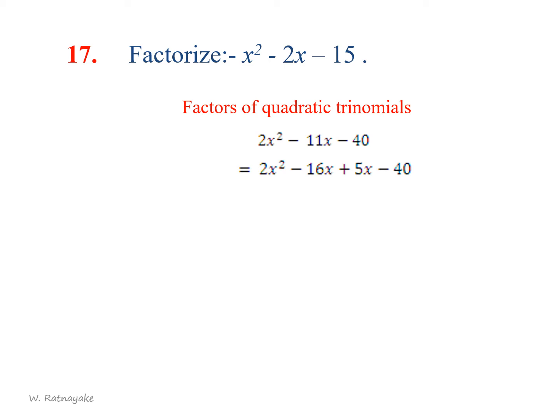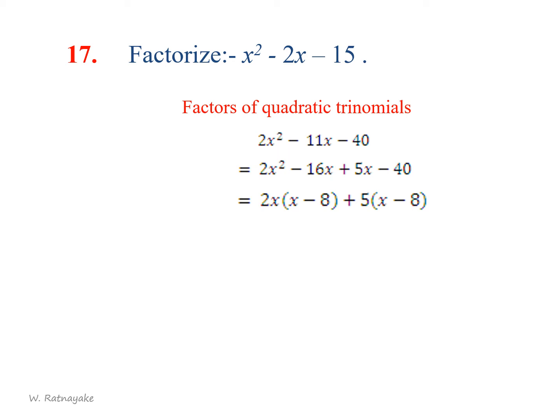Now we can take the first two terms and find the common factor. That should be 2x is the common factor. Then x minus 8 is the other factor. For the next two terms, the common factor must be plus 5. The other one is x minus 8. The special feature is that in the third line, the factor within the bracket here and within the bracket here must be the same. You get the same factors if you have broken this middle term in the correct way.